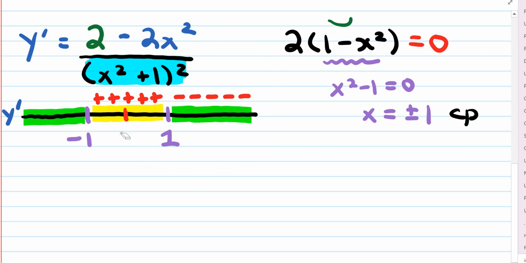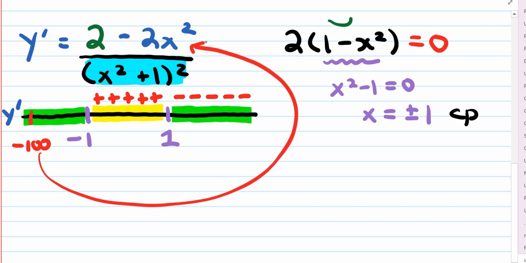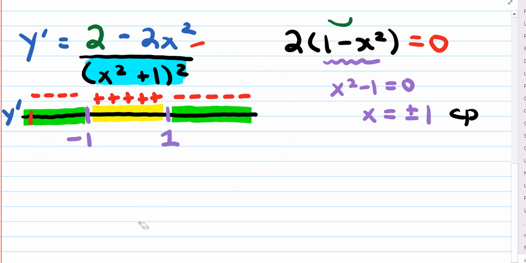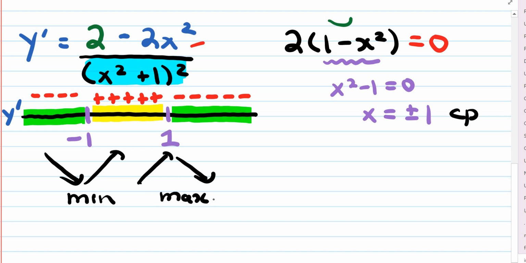So the middle term here is going to be positive. And then finally, we can just pick a number at the far end here, like negative 100. If I plug in negative 100 over there, negative 100 squared will be positive. So it'll be 2 minus a very big number, and that will mean that this will be a negative region there. Based on that, the slope is decreasing there, then increasing, then decreasing. So it turns out we have a minimum here and a maximum at 1.